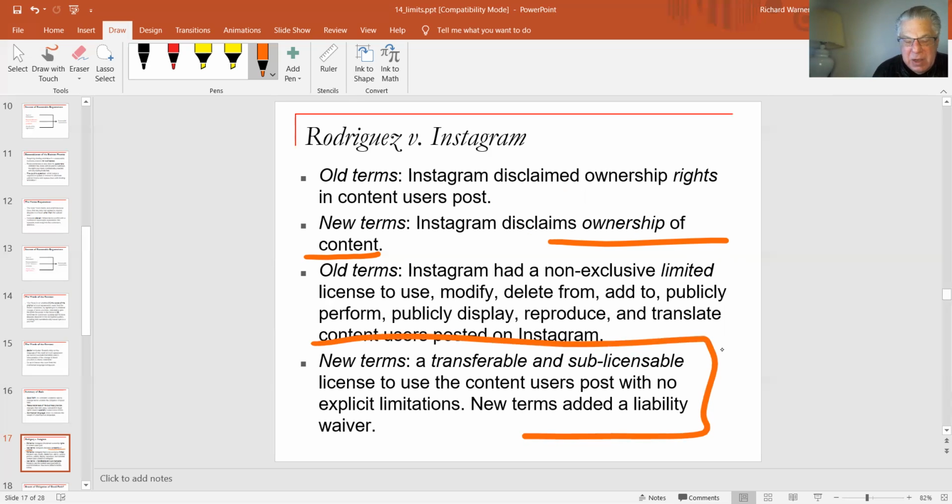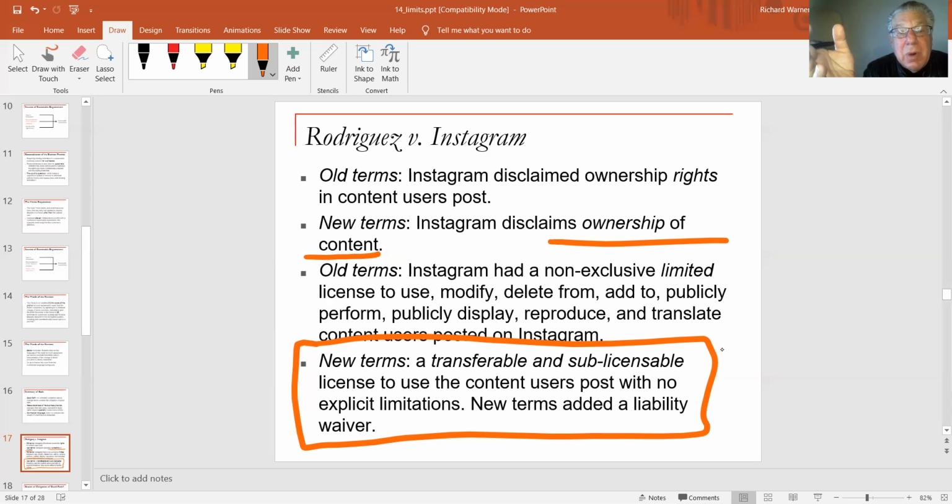Okay. They changed the license agreement. They say, but you give us a transferable and sub-licensable license to use your content with no explicit limitations. And they added a waiver of liability, which we discussed earlier. And of course, we won't worry about that. We're just going to worry about the license to use your content without limitation.